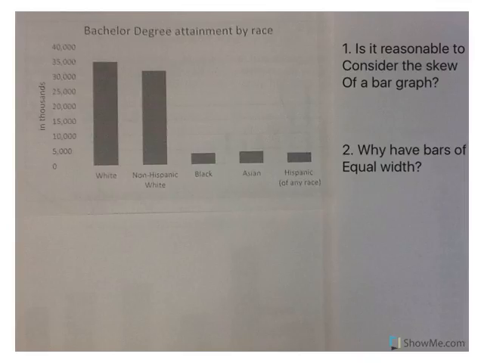We're going to do a little bit of practice with bar graphs and histograms. This first one is about bachelor degree attainment by race. Is it reasonable to consider the skew of this bar graph? And this answer would be not really, because again, look at your data.